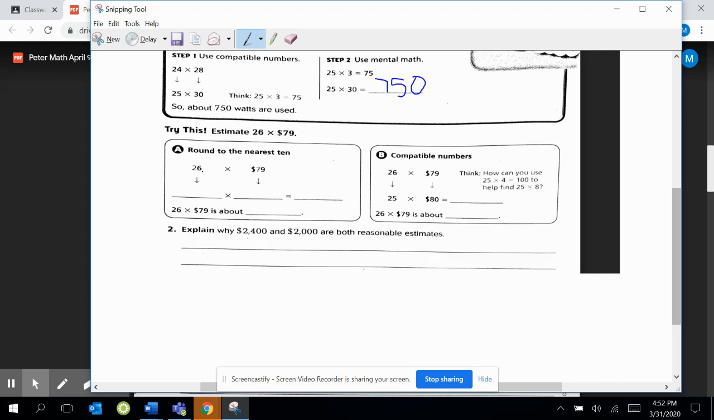Okay, so now try this. It says estimate 26 times 79. And it says round to the nearest 10. Okay, so let's look at this one. And this has a 6 here. 4 or less, let it rest. 5 or more, raise the score. So we need to raise this score because this is a 6, right? So this would become 30.